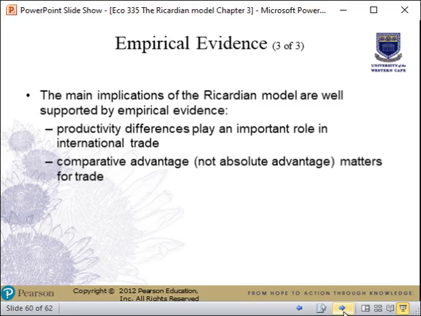And then in the case of factors of production, the Ricardian model does not account for other factors of production other than labor. However, in spite of these findings, the basic prediction of the Ricardian model that productivity differences play an important role in international trade and comparative advantage matters for trade is well supported by empirical evidence.